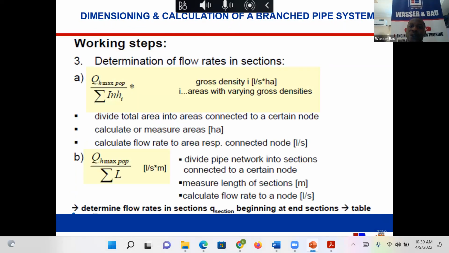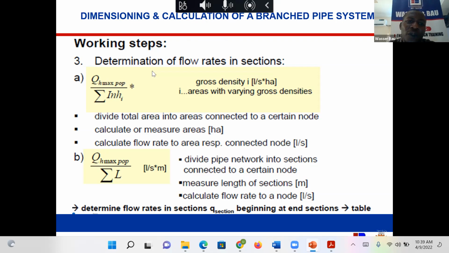The next thing, you determine the flow rates in each section. The flow rate in each section. And that is where people have problems. That is where I want you to pay particular attention, for you to know how to calculate the flow rate in each of these sections. That's the number 3 thing you need to do to work out your network.